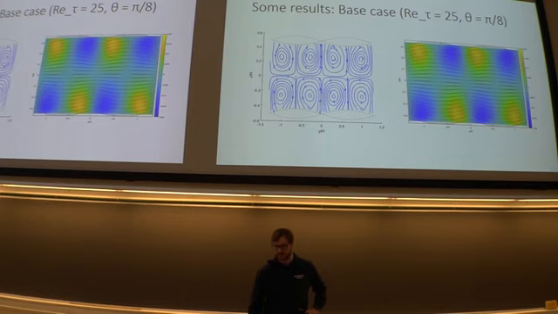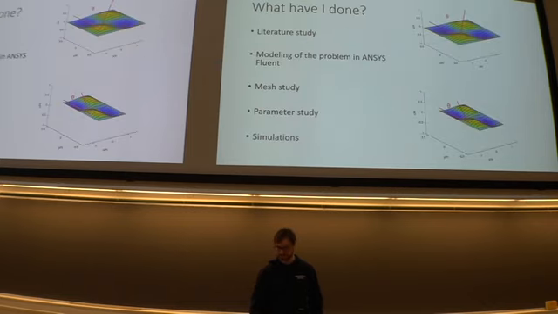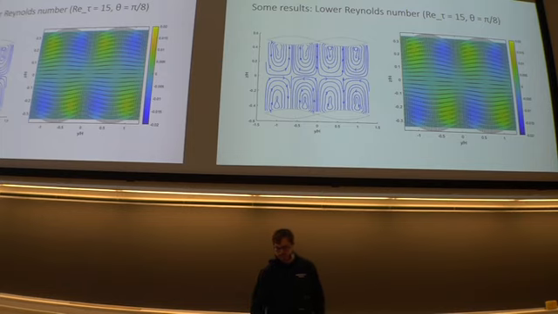And the base case also has the theta value of pi over 8, which means that you have an elongation in the y direction, or in the transverse direction, compared to the streamwise. Some other results: lowering the Reynolds number results in the circulations not being fully developed yet. So you see, first of all, on the right, smaller values for the circulation, but you can also see on the left, the streamlines haven't actually formed full circulation cells.